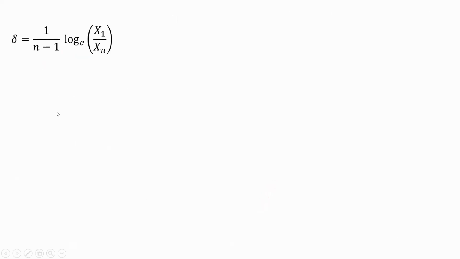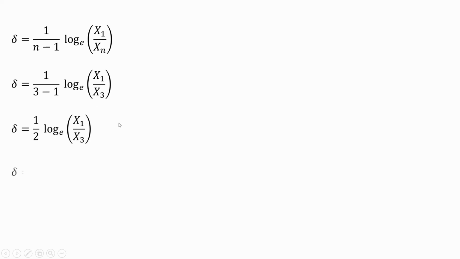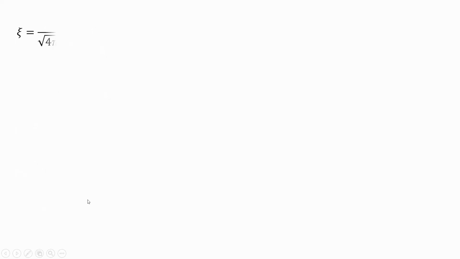Now we know that logarithmic decrement is 1 upon n minus 1 times ln of x1 upon xn. Substitute the value of n that is equal to 3. So it is 1 upon 3 minus 1 ln of x1 upon x3, so 1 upon 2 ln of x1 upon x3. Value of x1 upon x3 is nothing but 100. So this is 1 upon 2 ln of 100 and that value comes out to be 2.302. So this is the value of logarithmic decrement.